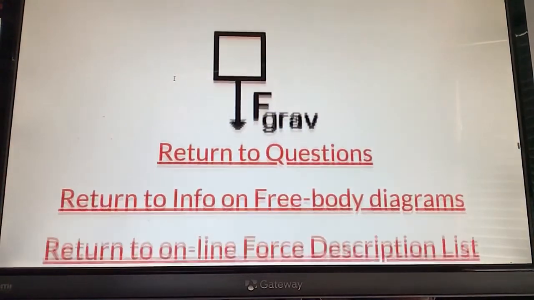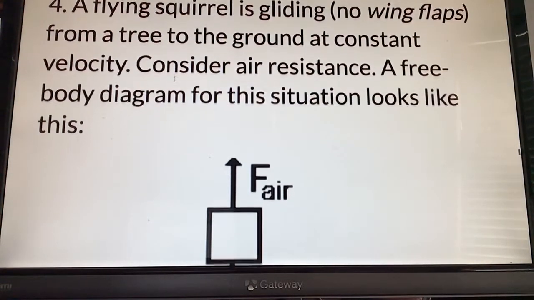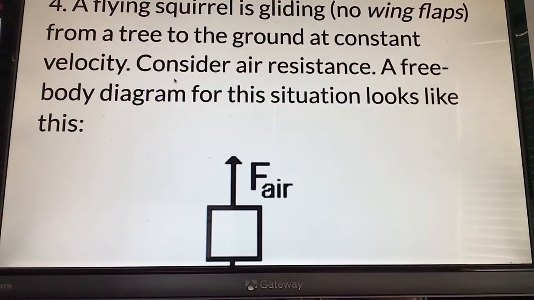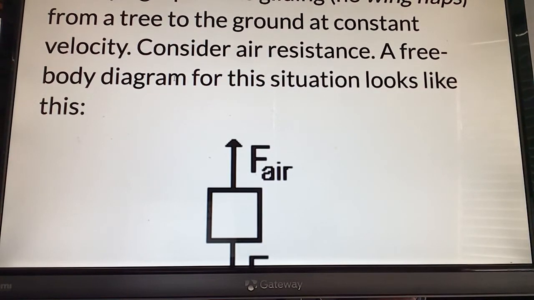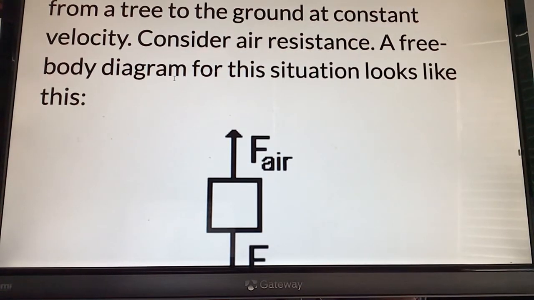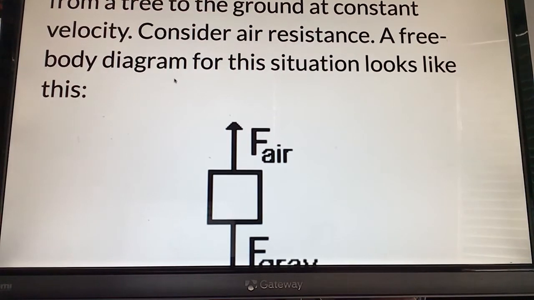Okay. Another example. A squirrel is flying, no wings flapping, from a tree to the ground at constant velocity. It's a flying squirrel, by the way. At a constant velocity. Consider air resistance.